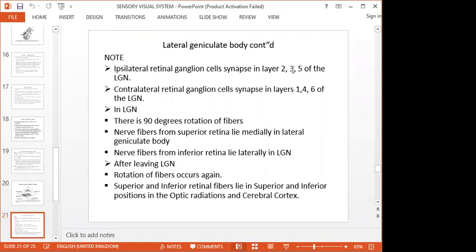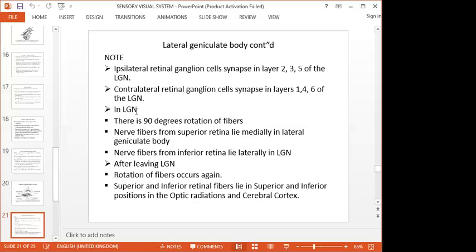2, 3, 5 there. That's for ipsilateral. Contralateral is 1, 4, 6, you fill up. So if you know one, it might be easier to remember the other one as well. If you know the ipsilateral one, then the contralateral one is easier to fill in.